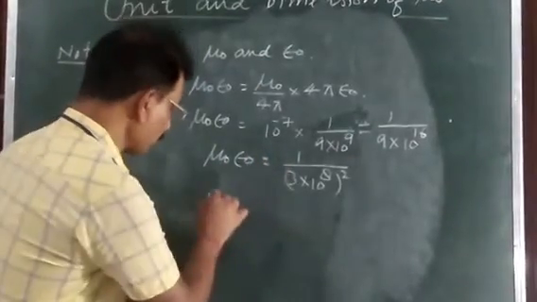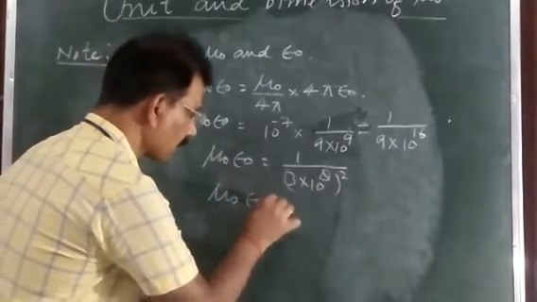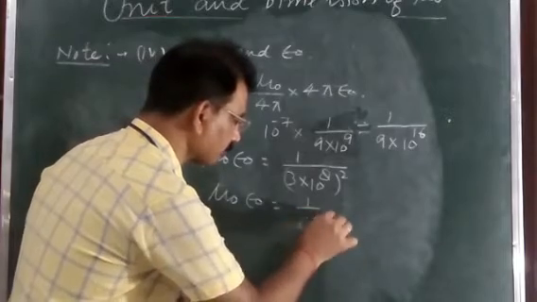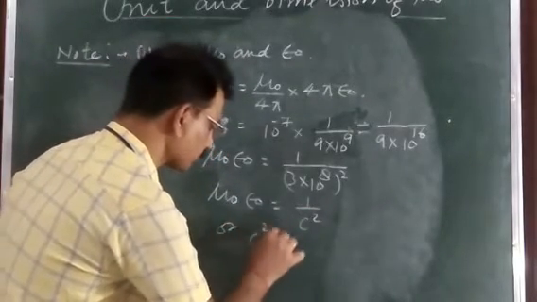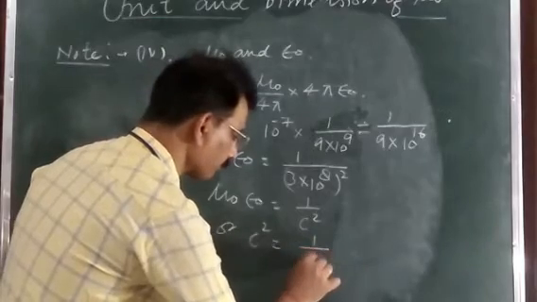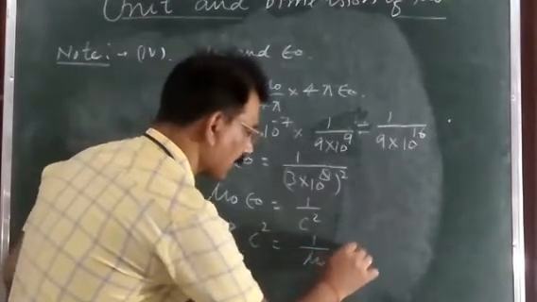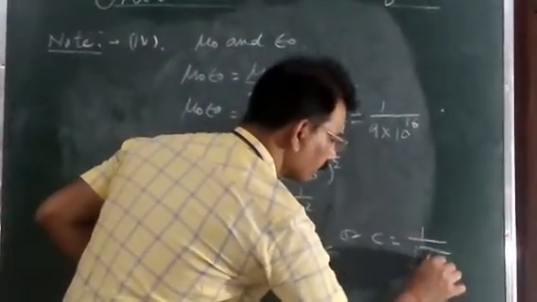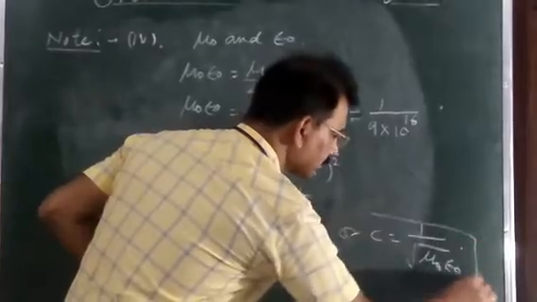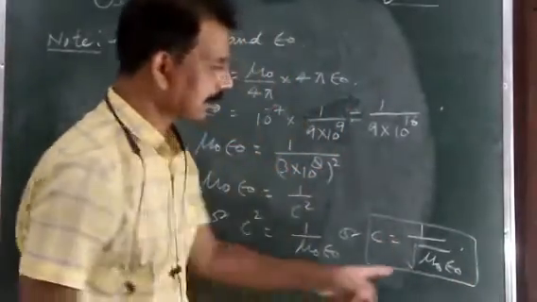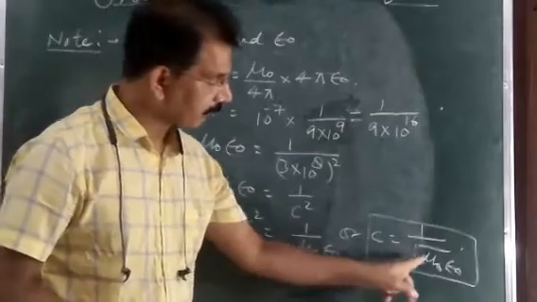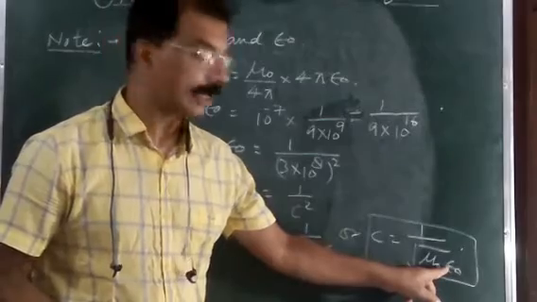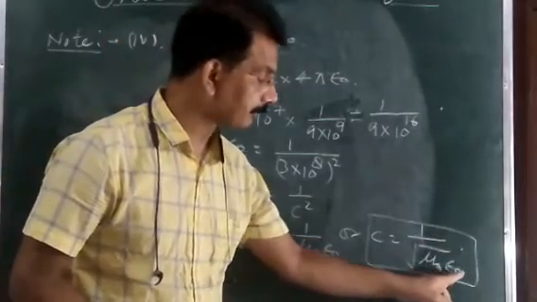Mu naught epsilon naught, in place of 3 into 10 to the power 8 we can write speed of light. So 1 upon c square, or we can say here c square is equal to 1 upon mu naught epsilon naught, or c is equal to 1 upon root mu naught epsilon naught. This is the relation between mu naught and epsilon naught. Dear student, always learn this relation. This is a very useful relation, especially for finding the unit and dimension of 1 upon root mu naught epsilon naught.